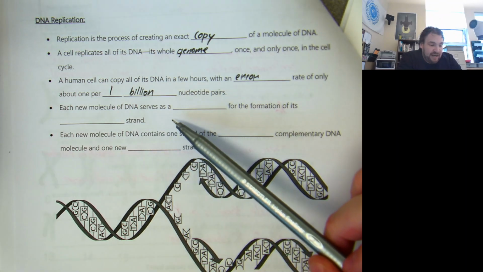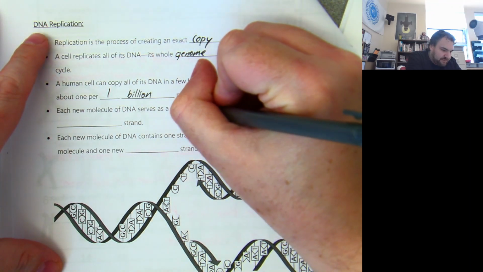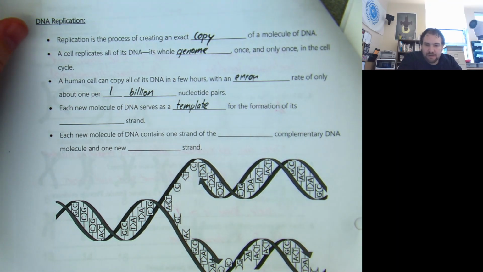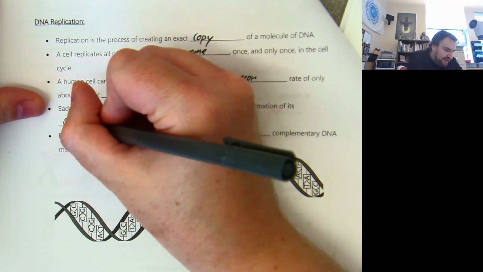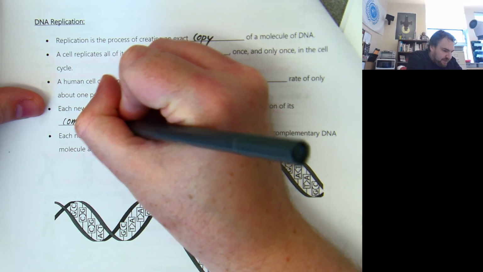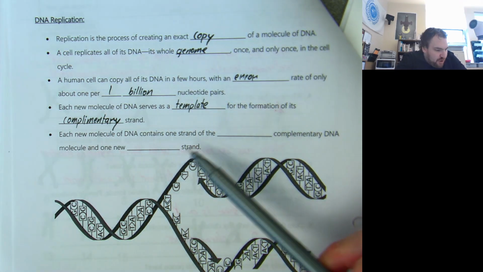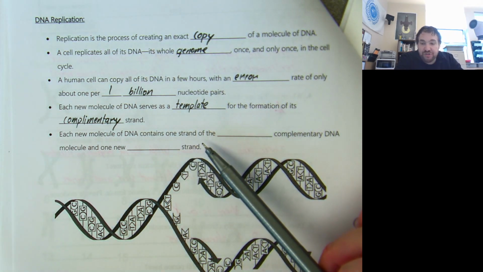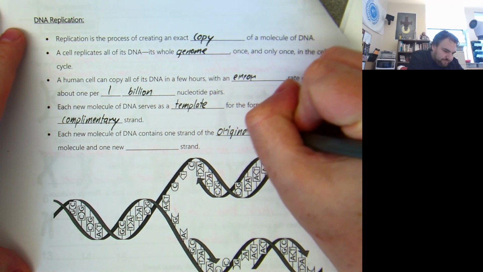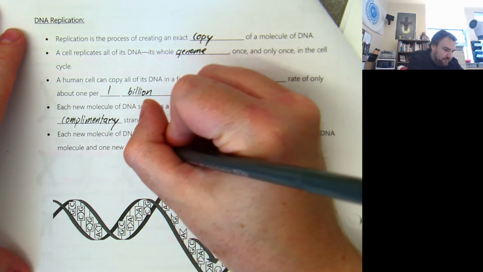Each new molecule of DNA serves as a template for the formation of its complementary strand, and I'll explain what that means. Complementary strand. And each new molecule of DNA contains only one strand of the original and one new daughter strand.